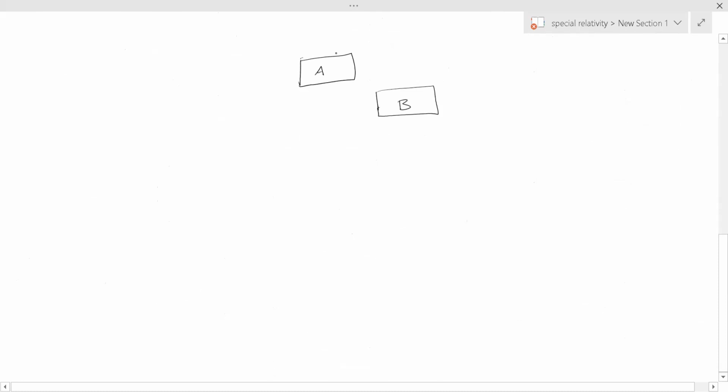and their velocities are VA and VB with respect to the ground. Okay, and we have got the ground here. Now there are three questions that you can ask. You have to be very careful. There are three questions that you can ask.